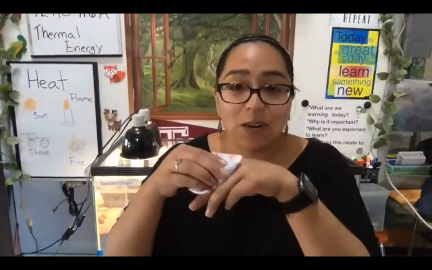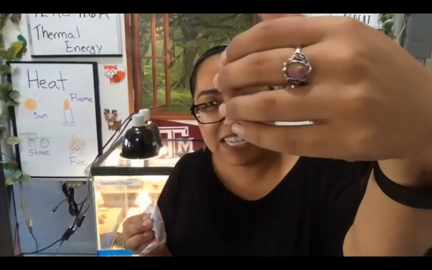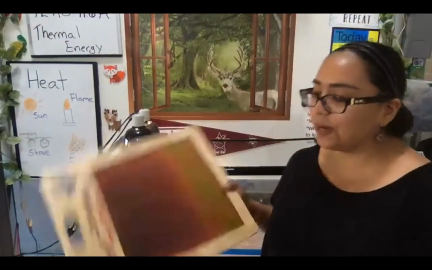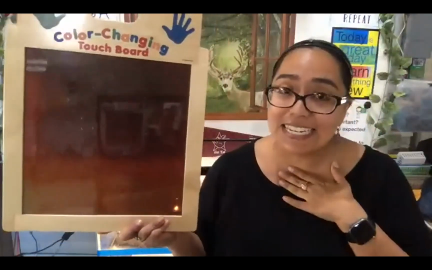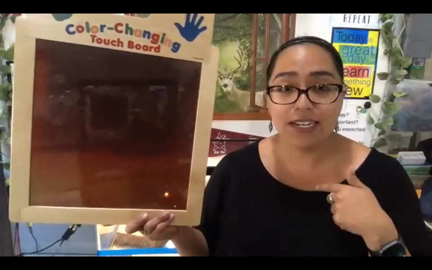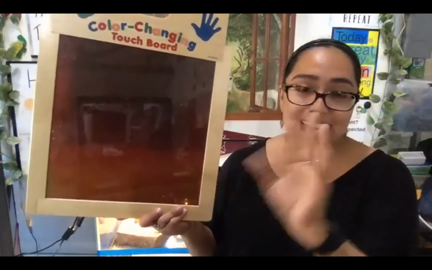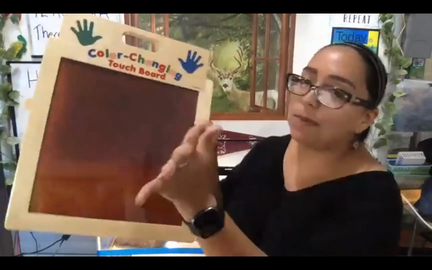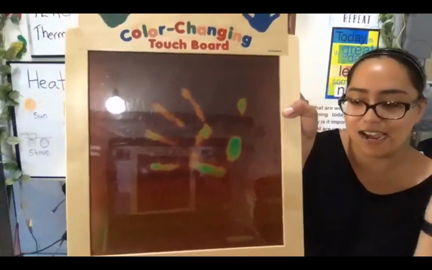The next thing I want to show you guys is I actually put my ring on this hot hand warmer pouch and it did change colors. It is now a yellow-purple color. And then the last thing is another little toy. This is a color changing touch board. So remember, our body has heat. It's converting the food that we eat from chemical energy into heat energy. So I'm gonna take my hand, because again, I have heat, and I'm gonna slap it on the board, and you're gonna see my handprint that's left behind.